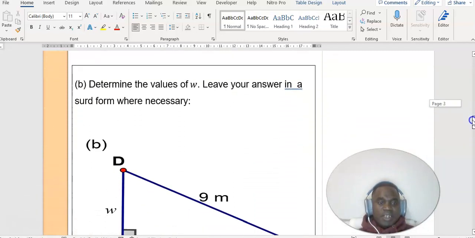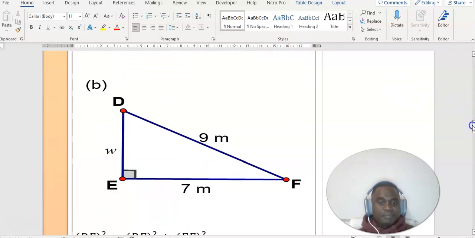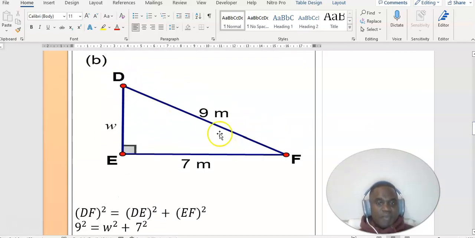Okay, let's look at the next question. The next question is saying we should determine the value of w, which is this side. Leave your answer in surd form where necessary. So how do you do that? We know Pythagoras is saying the hypotenuse squared, which is DF squared, should be equal to DE squared plus EF squared. Now DF is 9, so 9 squared is equal to w squared plus 7 squared.